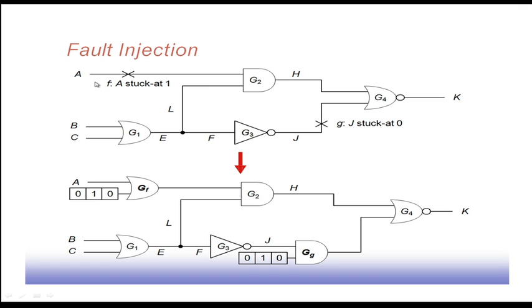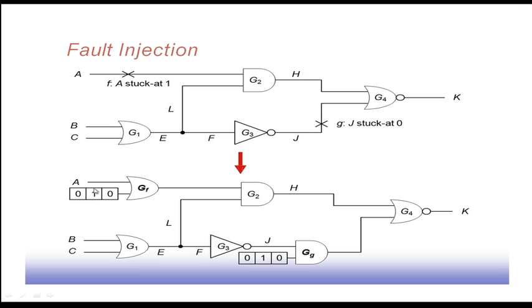0. Then, if this line A is stuck at 1, what is the value? So that is there, and the other fault is G, which is J stuck at 0. If J is stuck at 0, what is the value of this line A? So, this particular fault we replace by an OR gate, where one input is A and the other input is 0 for the good circuit, 1 for the fault A stuck at 1, and 0 for the G stuck at 0 fault.